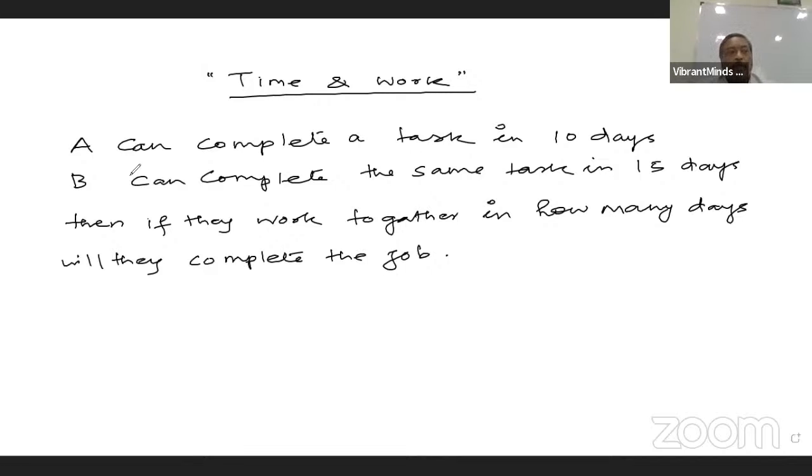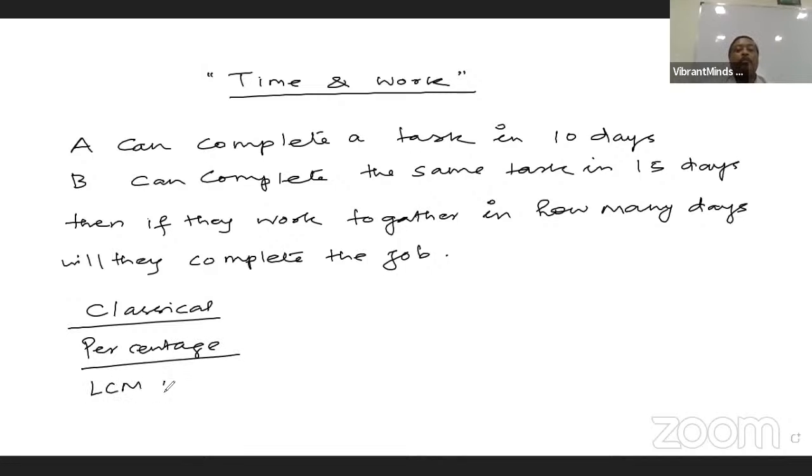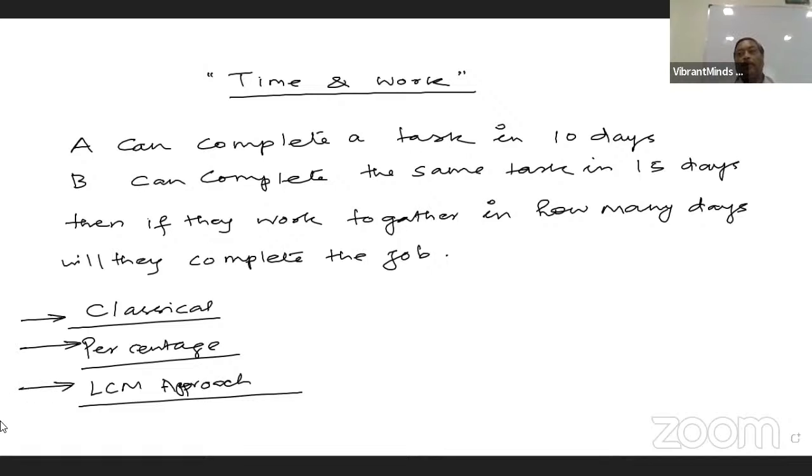All the questions in time and work can be approached in 3 methods. The first method is our classical method. The second method is your percentage approach. And the third method is your LCM approach. Okay. Now, we will deal with all 3 one by one. Let's see.